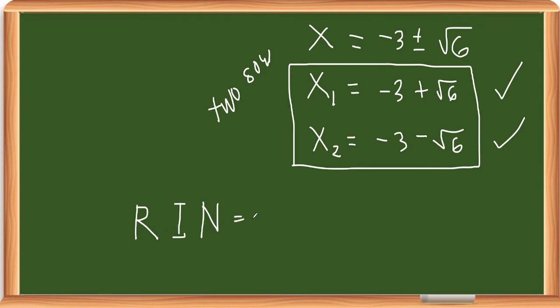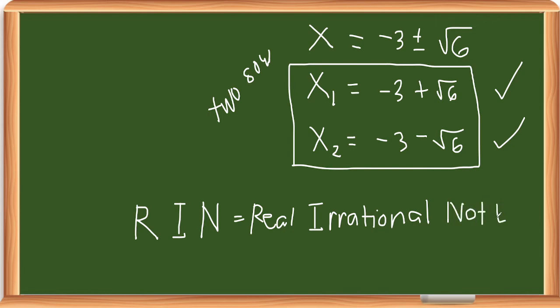Okay, let me write the whole thing. This is real, irrational, that means it is not rational, no? Irrational, and not equal. Earlier, when the discriminant was a perfect square, it was real, rational, and not equal also. It also has two solutions.